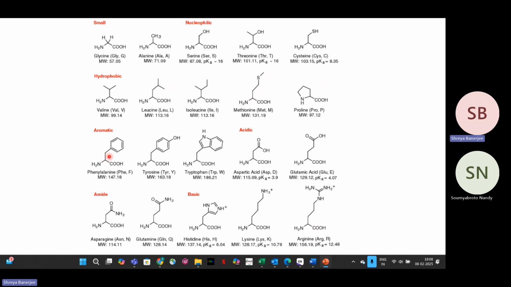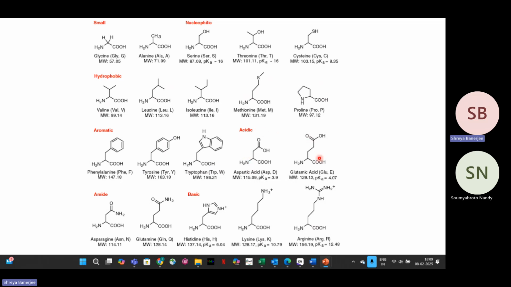Then there are 3 aromatic amino acids where there is an aromatic group in the side chain. The simplest is phenylalanine with a CH2Ph group. Then in the para position of phenylalanine, if an OH is added, it forms tyrosine. And instead of the normal phenyl group, if there is an indole group, then it forms tryptophan. Tryptophan is the amino acid with one of the largest molecular weights. You can see it is 186.21.